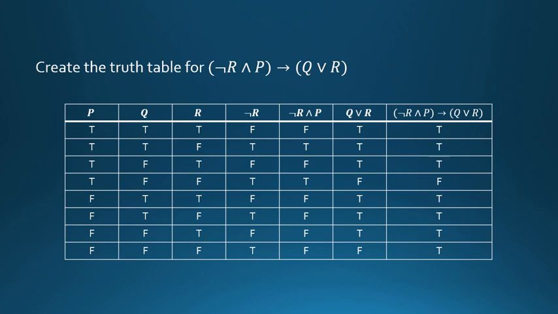If you have 1 letter, just P, you're going to have 2 rows. If you have 2 letters, P and Q, you're going to have 4 rows. P goes true, true, false, false. Q goes true, false, true, false. And then third case, if you have P, Q, and R, you're going to have 8 rows. P goes T, T, T, T, F, F, F, F. Q goes T, T, F, F, T, T, F, F. And then R goes TF, TF, TF, and TF.